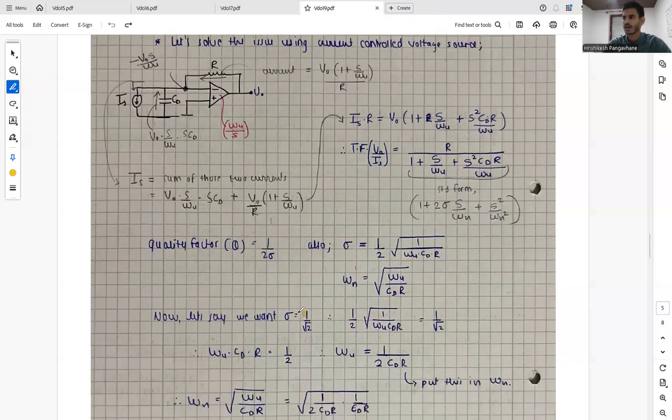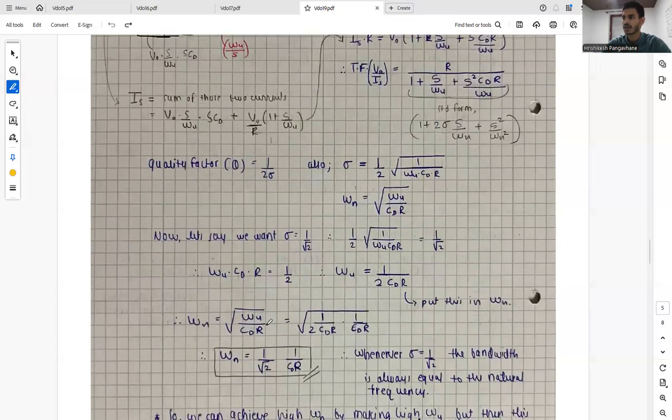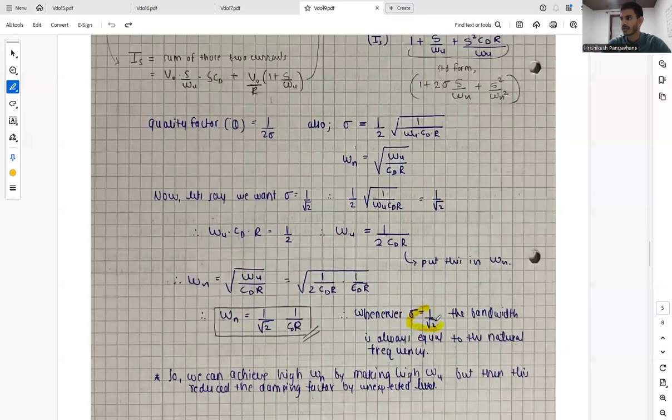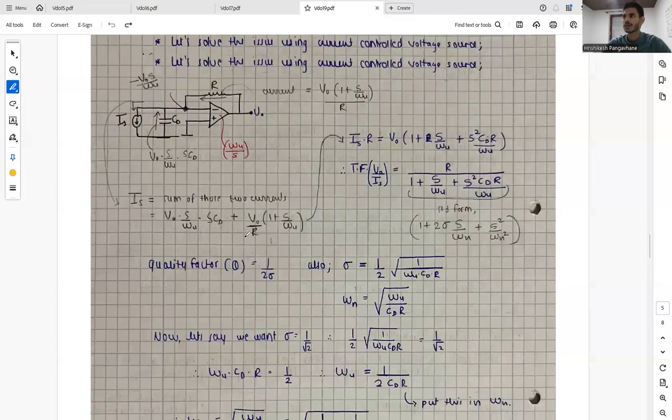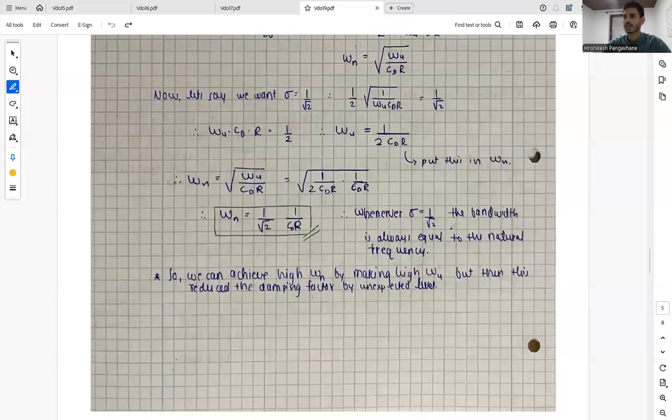And now let's say we want sigma of 1 by root 2, considering the damping and ringing. So if we want our sigma to be 1 by root 2, we can equate this value to 1 by root 2, and then our omega u basically comes out to be 1 upon 2 CDR. And thus, whenever sigma is 1 by root 2, the bandwidth is always equal to the natural frequency of the circuit or the equation. So we can achieve high omega n by making high omega u, but then this reduces the damping factor to an unexpected level.